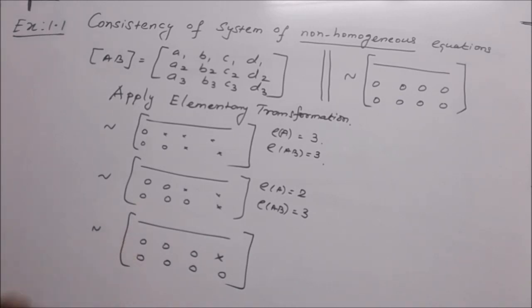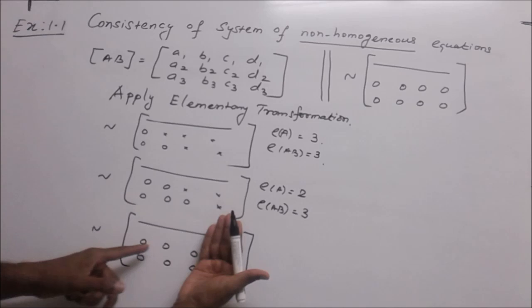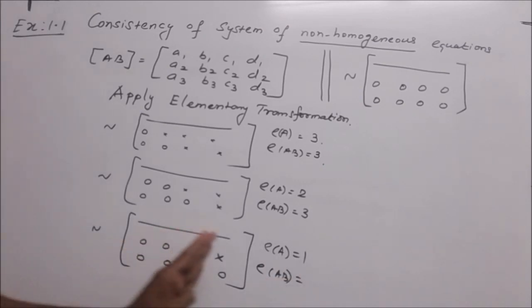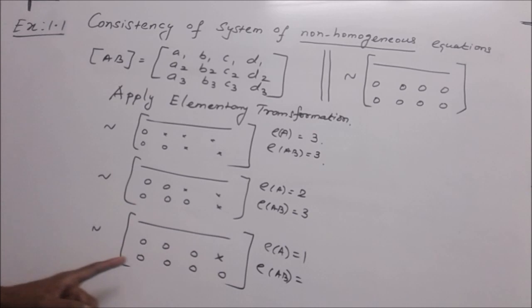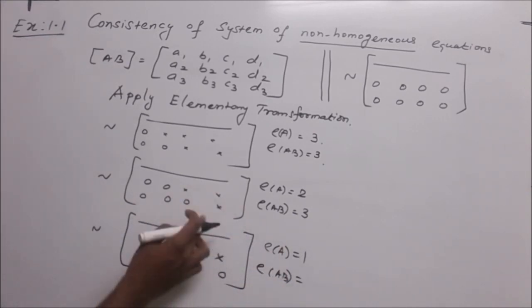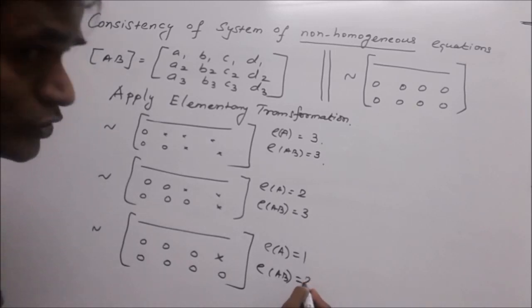Now suppose the third type of equivalent matrix arises. Now find the rank of A. Here 2 zero rows, only one non-zero row. Therefore rank of A is equal to 1. Now rank of AB. To find rank of AB, include the fourth column. Here 1 zero row, 2 non-zero rows. Only the non-zero rows are counted in the rank. Therefore rank of AB equal to 2.